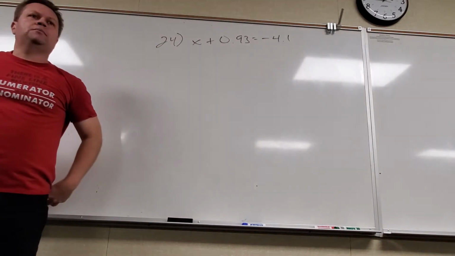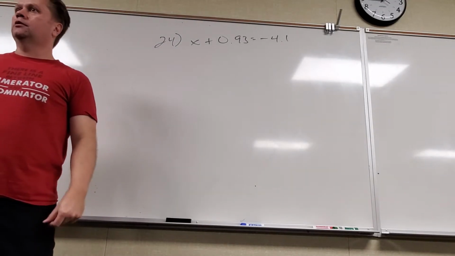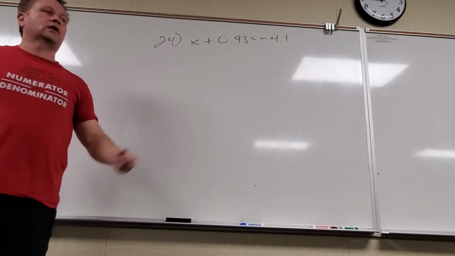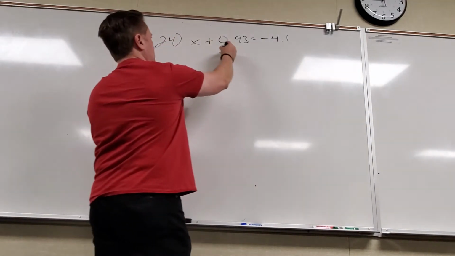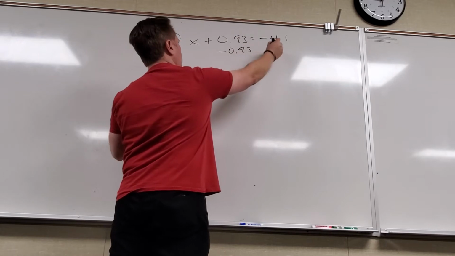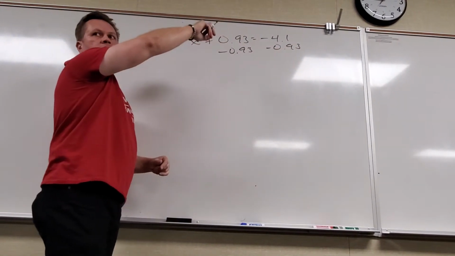So the very first step you do with this kind of problem, you don't even care what the numbers are. Numbers are kind of gross, right? First step, you don't care. Just how do you get the X by itself? Yeah, subtract 0.93, right? So now it's all about getting those together.